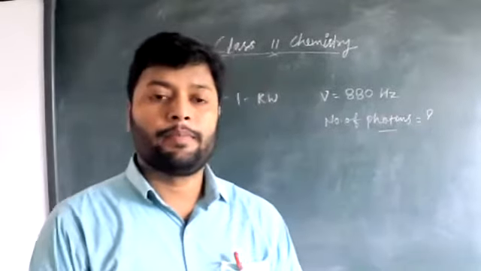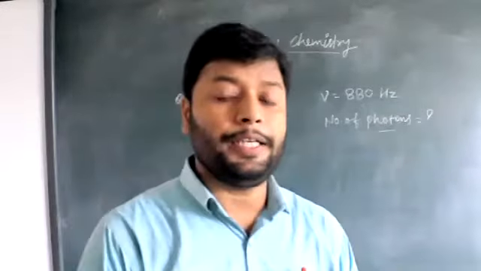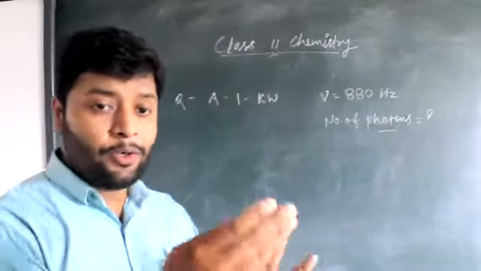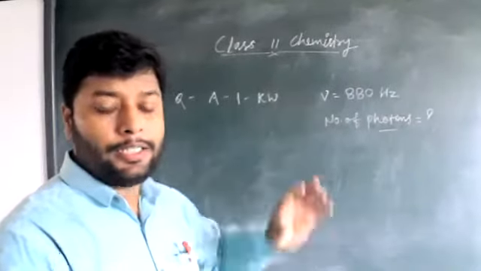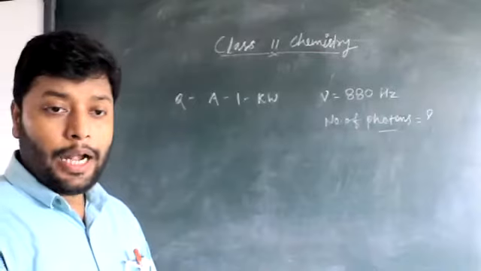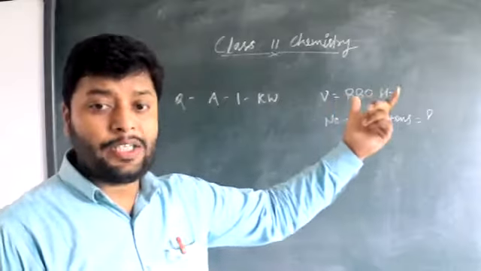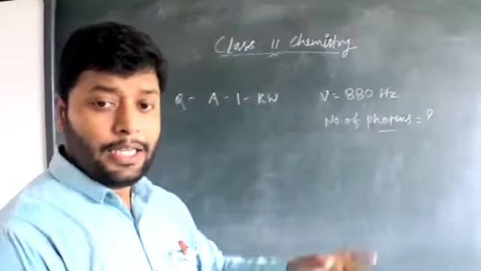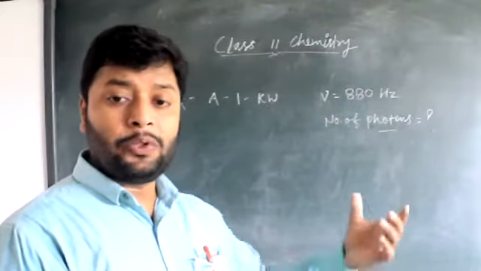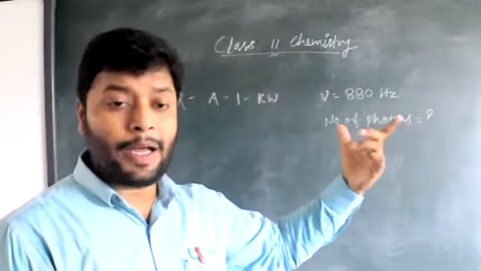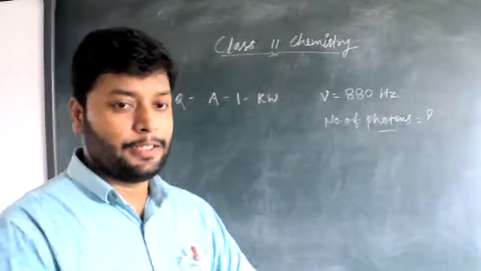So, hello class. Let's discuss one of the questions based on Planck's quantum theory, in which we have a radio which operates at 1 kilowatt, and the frequency emitted by the radio is 880 hertz. You can see the value of frequency is given here, 880 hertz. We have to discuss what number of photons are emitted per second.